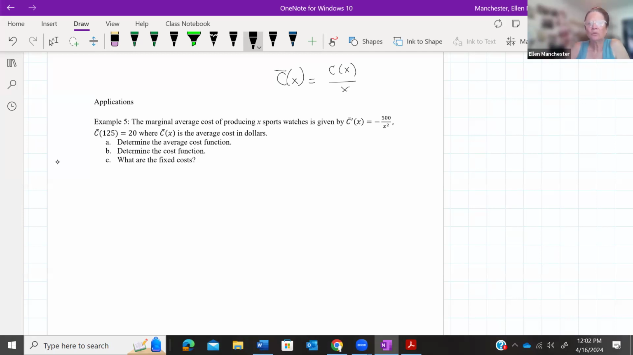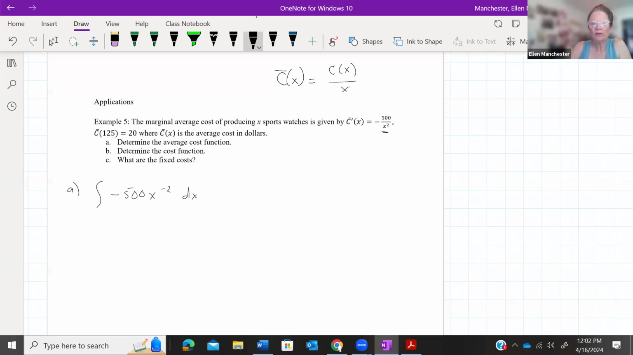Okay. So we want to find the average cost function. They're giving you the marginal average. We're taking it back to the average. So A, our first step, is I'm going to rewrite it because I can't find the antiderivative when that x squared is on the bottom. So I'm going to take the antiderivative and get rid of this derivative. We're taking it back to the average cost.